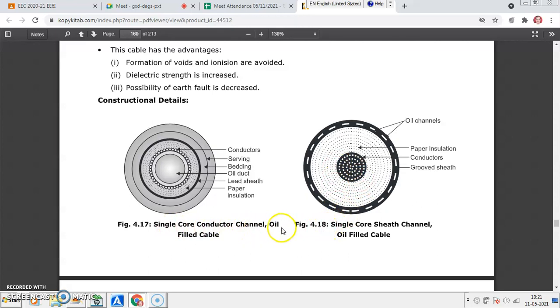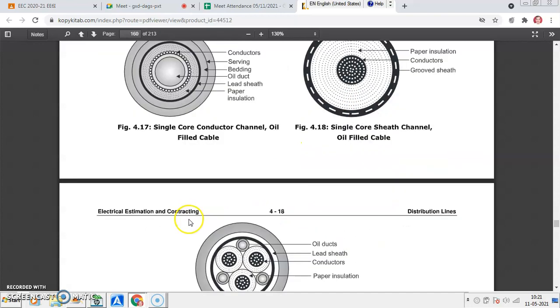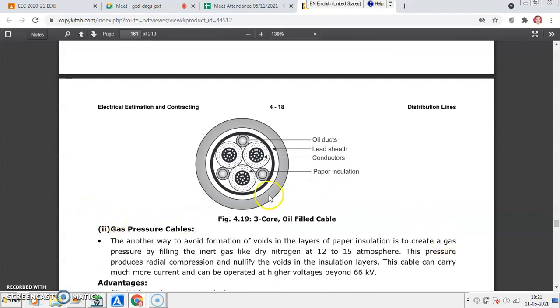Single core conductor channel oil filled cable. Single core sheath channel oil filled cable. Here you have the conductors, then the paper insulation provided, and here the oil channel is provided. These are all ducts, so the oil channel is provided to increase the insulation. This may be another construction. These are the conductors, these are the paper insulators, these are the lead sheaths, and then oil ducts are provided over here.